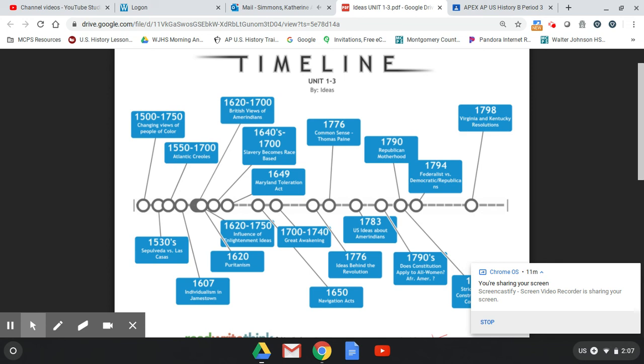That's an idea that's going to really be a problem for this country until we get to the Civil War. The notion of who should have more power, the central government or the states. And the Virginia and Kentucky resolutions really push the notion that the state should have more power than the central government. So that's it for this particular timeline.